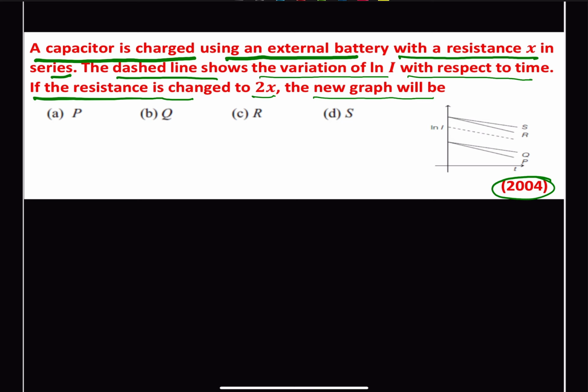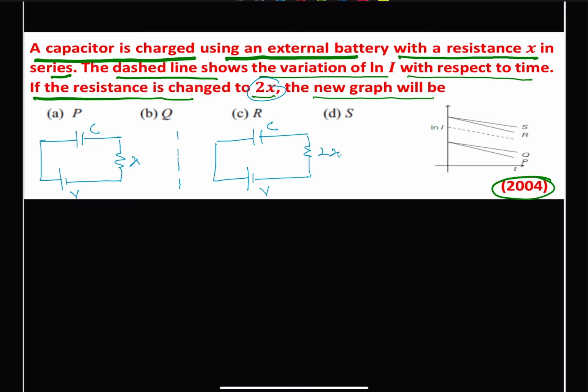In the first part, we are given that we have a capacitor and it is being charged through a battery using a resistance X, and this is our capacitor C. Let us suppose this is potential V. And in the second case, now the resistance has been changed to 2x. So this resistance is our 2x, rest of the parameters are same. So this is our capacitor and this is our V.